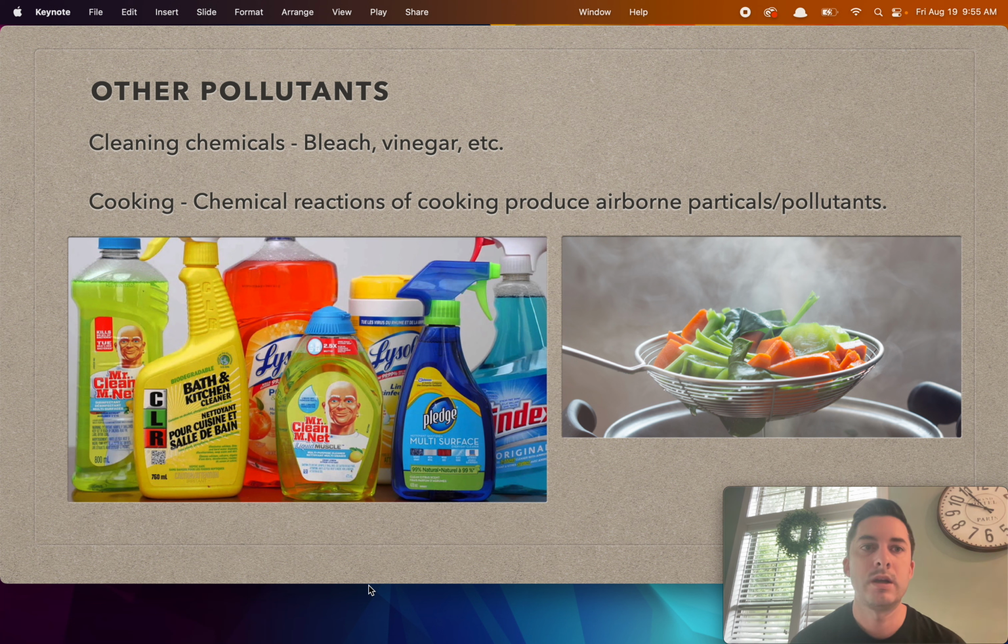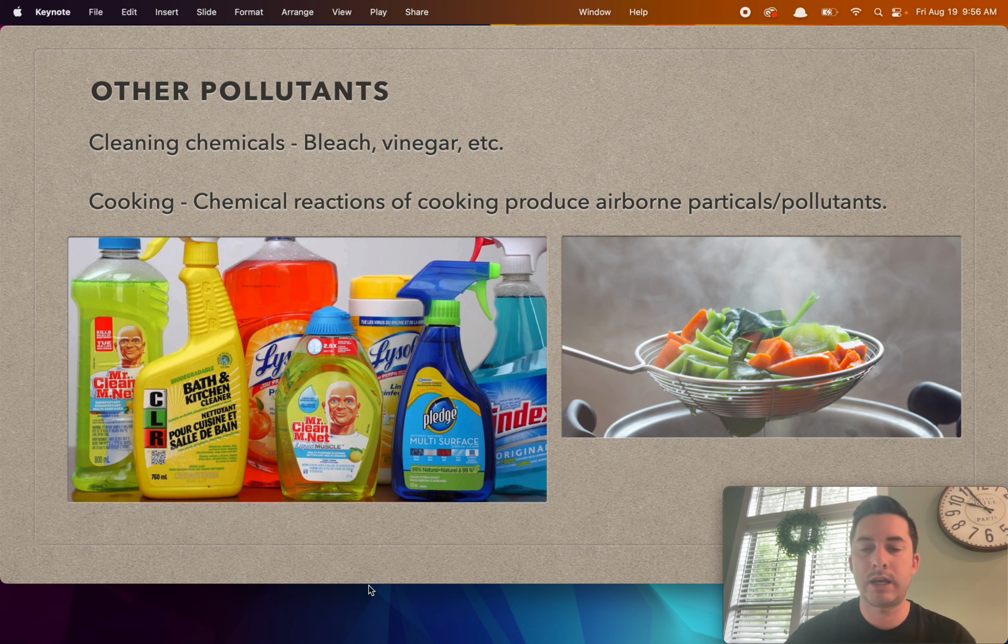Some other pollutants, some cleaning chemicals, bleach, vinegar, etc. We have definitely some harsh chemicals under our kitchen sinks. They don't necessarily look as tidy and neat as that left picture, but they do clean well, but they are not healthy from a biological standpoint for us. And then also cooking. Cooking is literally a chemical reaction that will put off pollutants and particulate matter into the air.